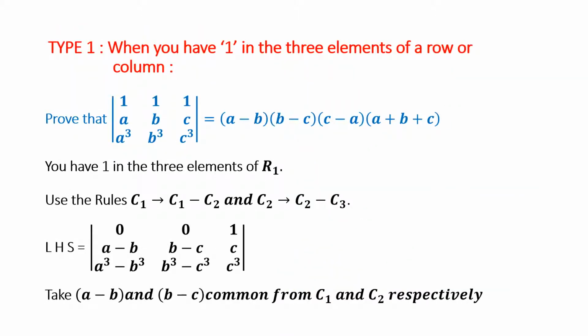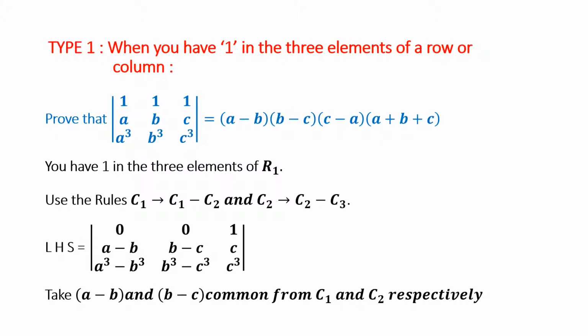Before starting the sum, let me tell you one thing. In any prove-that sum in a determinant, you cannot straight away expand it. You should try to get 2 zeros in a particular row or in a column, then expand by that row or that column. This is the common concept which you should follow. Now, let me read the sum first. Prove that first row 1, 1, 1, second row A, B, C, third row A cube, B cube, C cube is equal to (A minus B)(B minus C)(C minus A)(A plus B plus C).